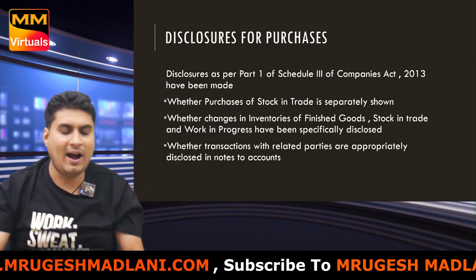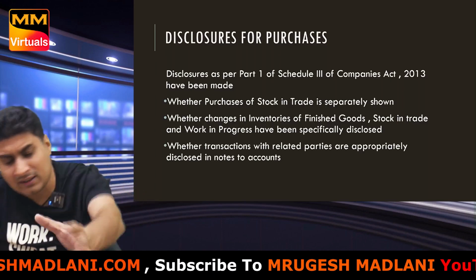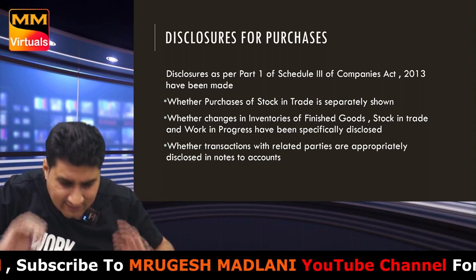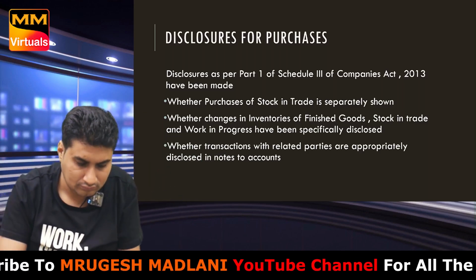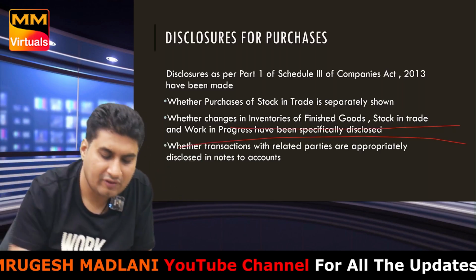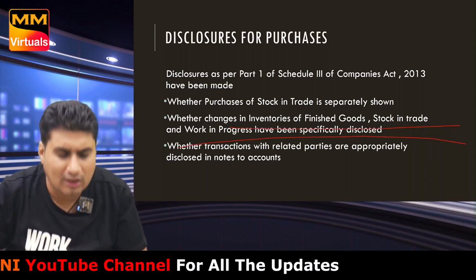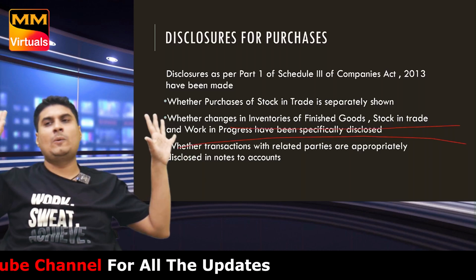Disclosures. Part 1 of Schedule 3. Related party purchases are separately shown. Purchase of stock in trade is separately shown. Goods in transit separately shown. Changes in finished goods, stock in trade, WIP is shown. Over. The rest is all time pass now.